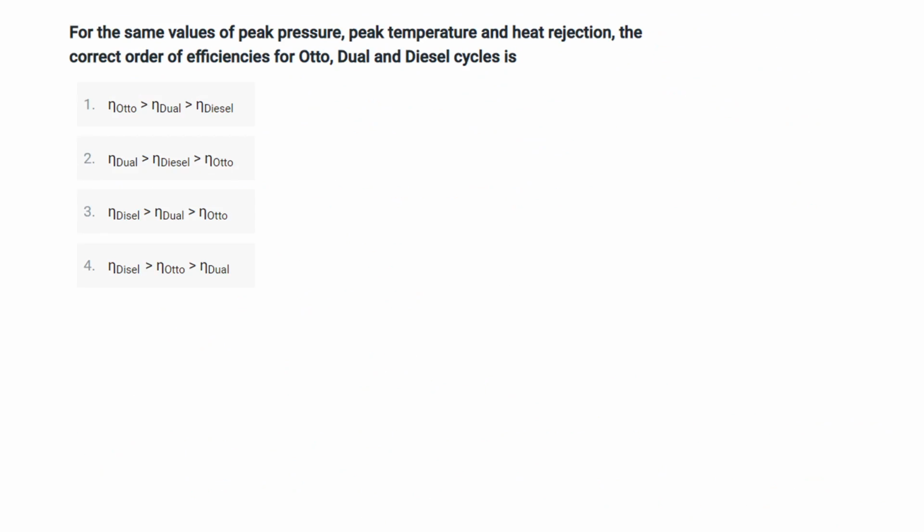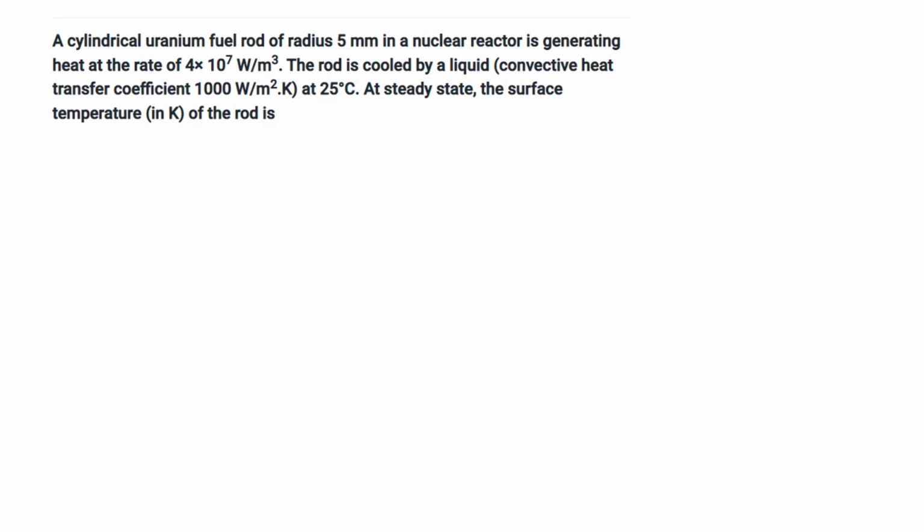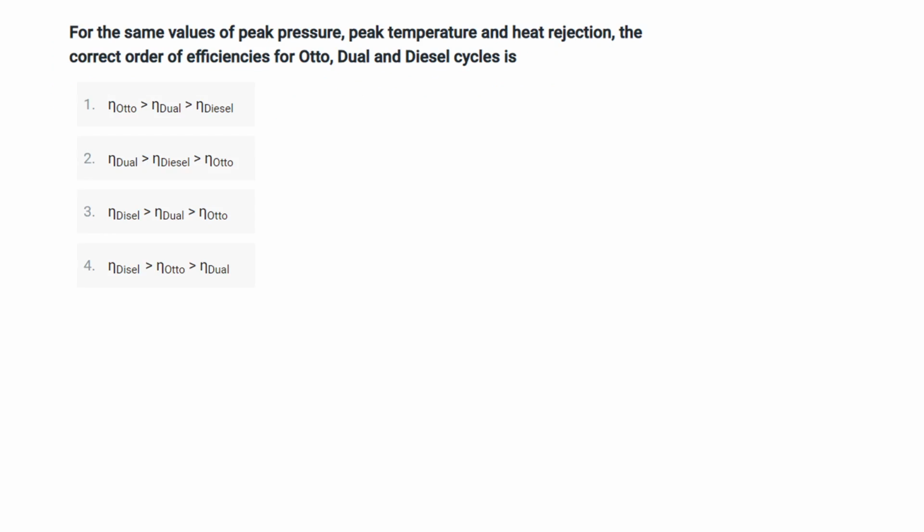Now we will go to the second problem. The problem is: for the same value of peak pressure, peak temperature and heat rejection, the correct order of the efficiencies for Otto, dual and diesel cycles is. So here you have to know about the Otto cycle, dual cycle and diesel cycle and how the efficiency will be. Which means the conditions are given: it should be the same peak pressure, peak temperature and heat rejection. So what will be the answer for this?